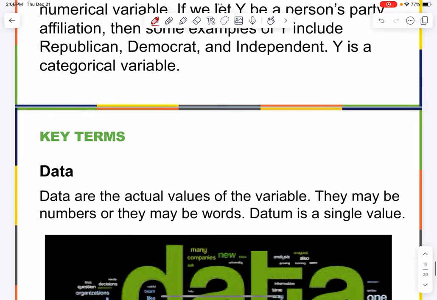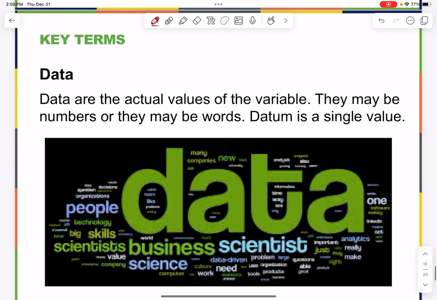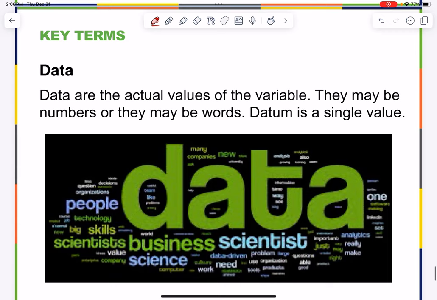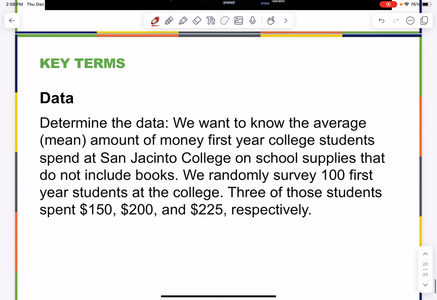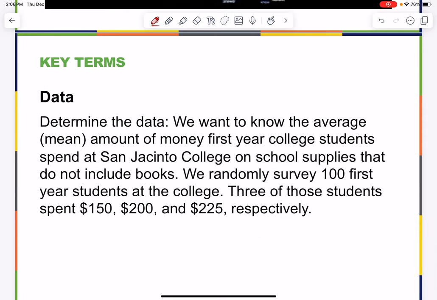Okay, data. Data are the actual values of the variable. They may be numbers or they may be words. Datum is a single value. Okay, so determine the data here. Well, the data here is all 100 survey results of the 100 people. So for instance, it's 150, 200, 225, so it's right here.